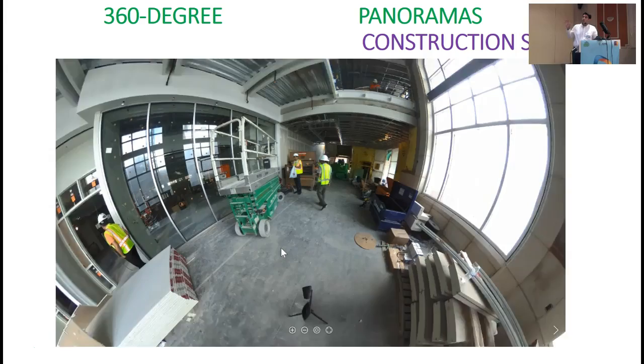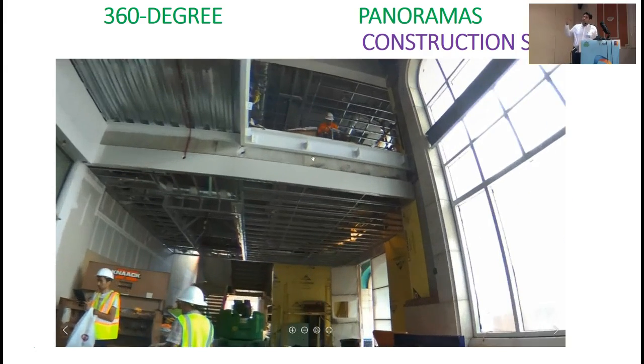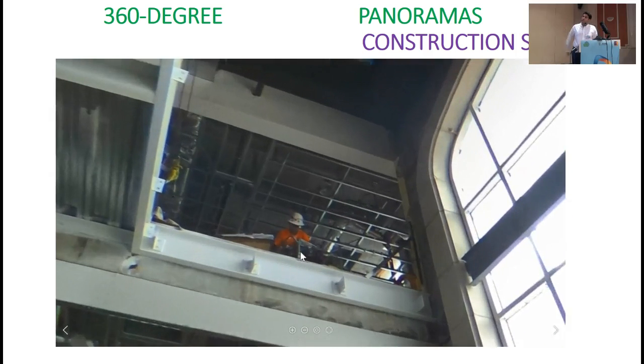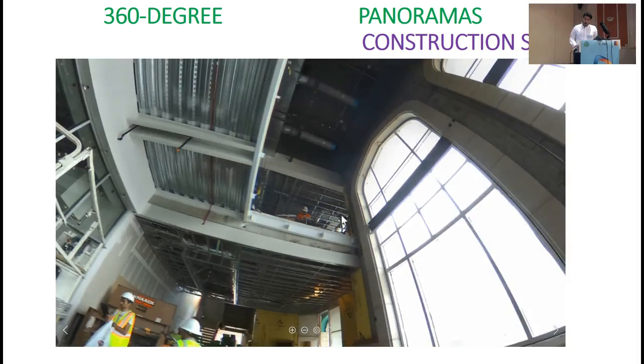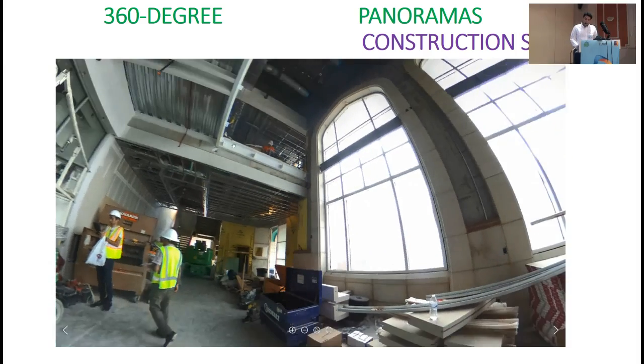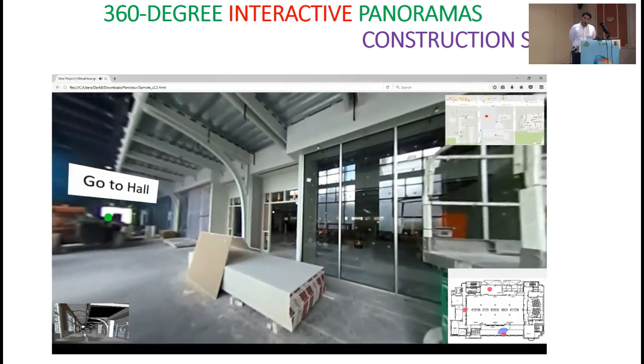But what I'm showing here is only what these images are capable of. We can augment these images with layers of information. And in order for us to do that, we included an interactive element into it. And that's why we called it 360-degree interactive panoramas for construction sites.